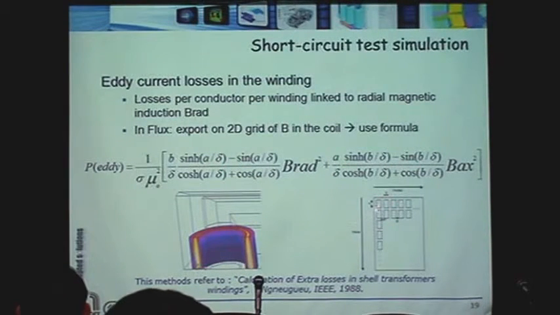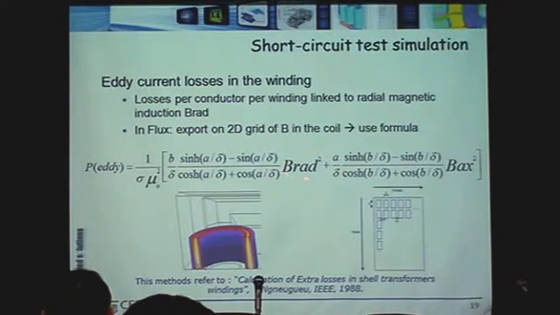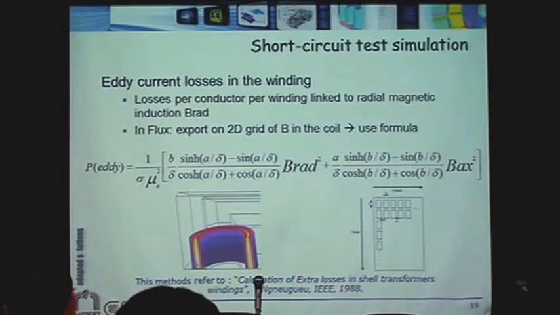This is if I have a coil which is made of many turns. I have the height A, the width B, and then a pitch between the coils. I can compute the eddy current losses from the radial and axial component of the flux. I'll let you go look at this formula. You can find it in an IEEE paper from 1988. It's a very old formulation.